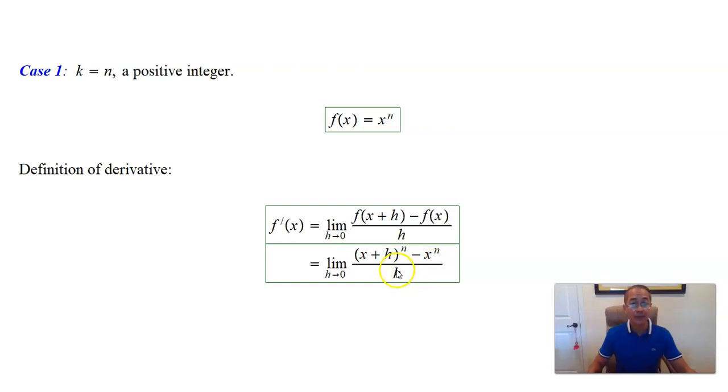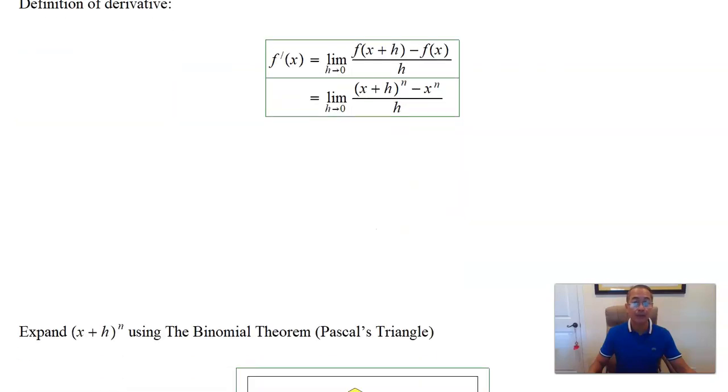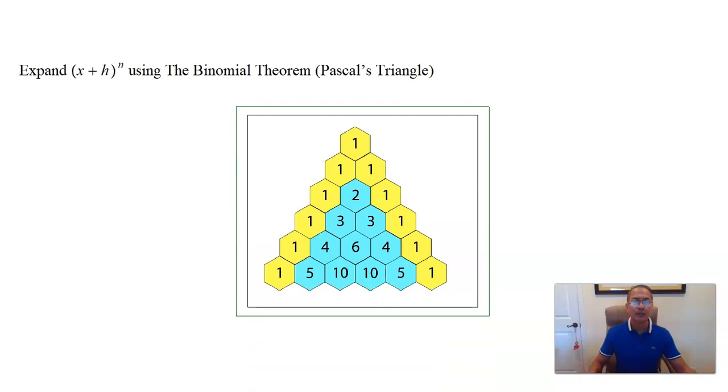So I hope nobody is thinking that, oh, isn't that just x to the n plus h to the n? No, no, no. That is not how you expand a power of a binomial. You need Pascal's triangle. So this is something that we see usually in a pre-calculus course.